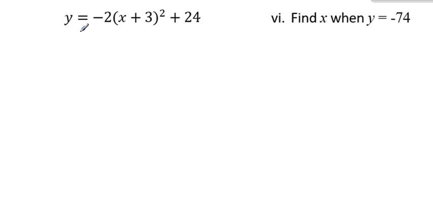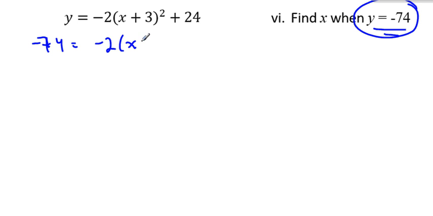All right, next question. Now, same idea, we need to find x when y is this number, so we're going to sub in this number and then do the math to find x. So y is negative 74. I sub that in for y, and then x can hopefully be solved for. So again, there's my x.